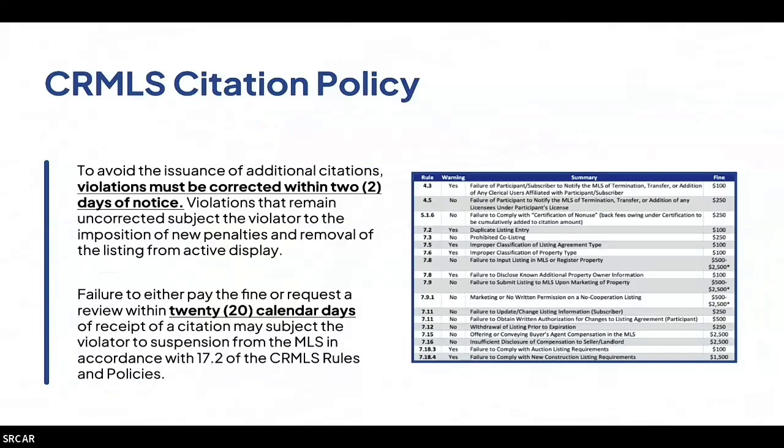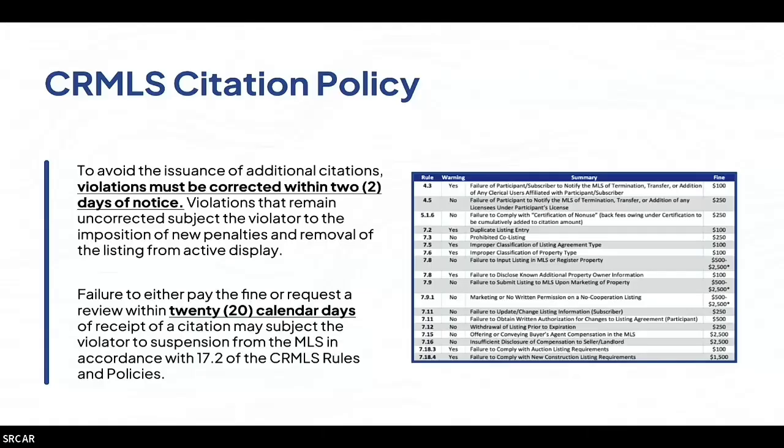Okay, so here is a screenshot of our citation policy. Pretty simple to read. The first column is the rule number. The second column is if the rule comes with a warning or not. The third column is a summary of the rule. And then the fourth column is the fine amount that would be attached to a citation in the event that you ever did receive one.